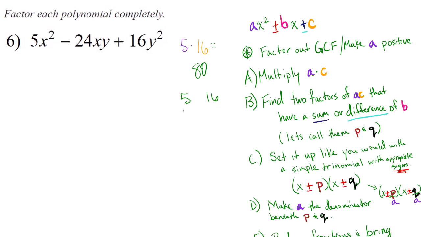Okay, so I want to check, does 4 go in? 80 divided by 4 is 20. And if we add 20 plus 4, we get 24. So there we go. Those are the values that get us that middle term b.